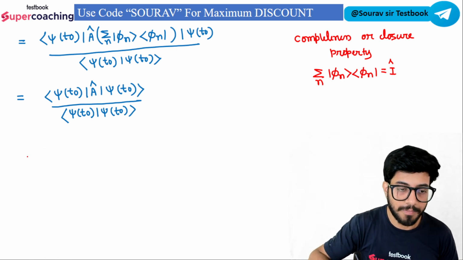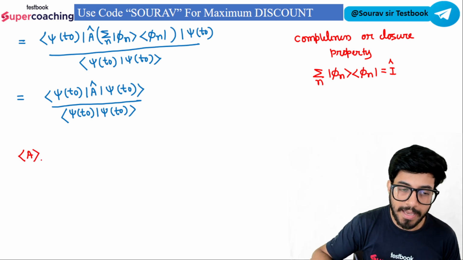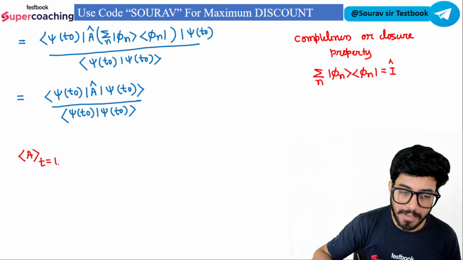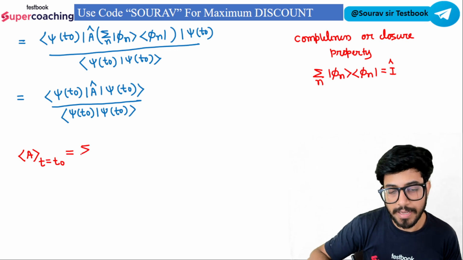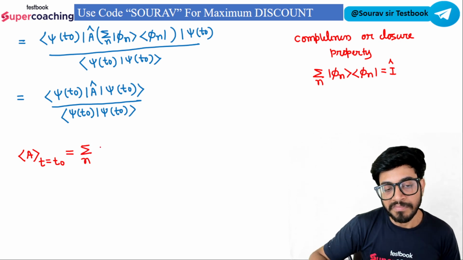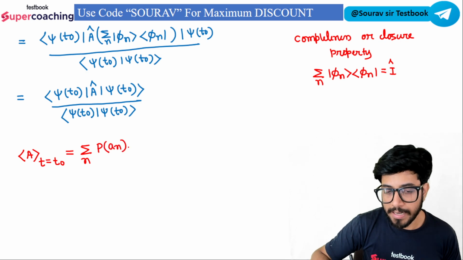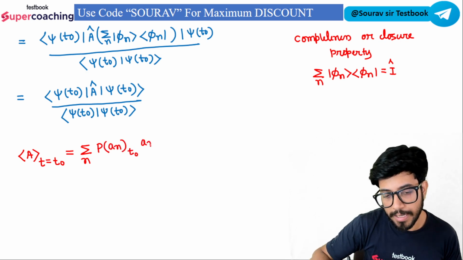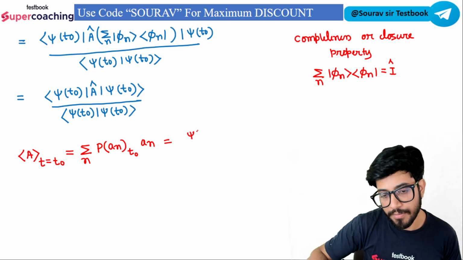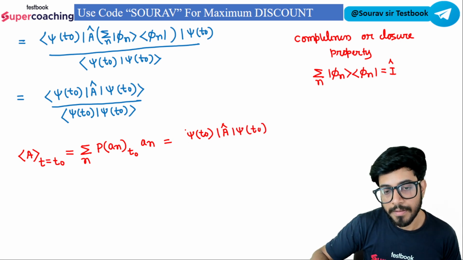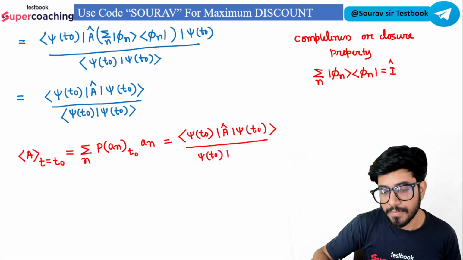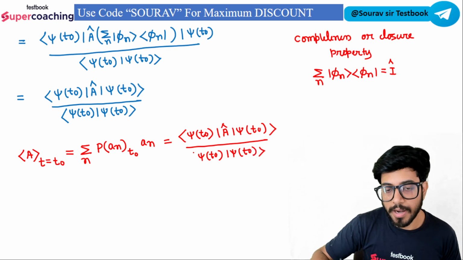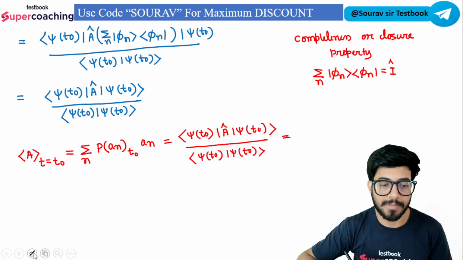So I can simply write down: the expectation value of A at time t equal to t0 can either be written as the summation over n of the probability of getting the eigenvalue an at time t0 into an, or it can be written as psi of t0 A cap psi of t0 divided by psi of t0 psi of t0.